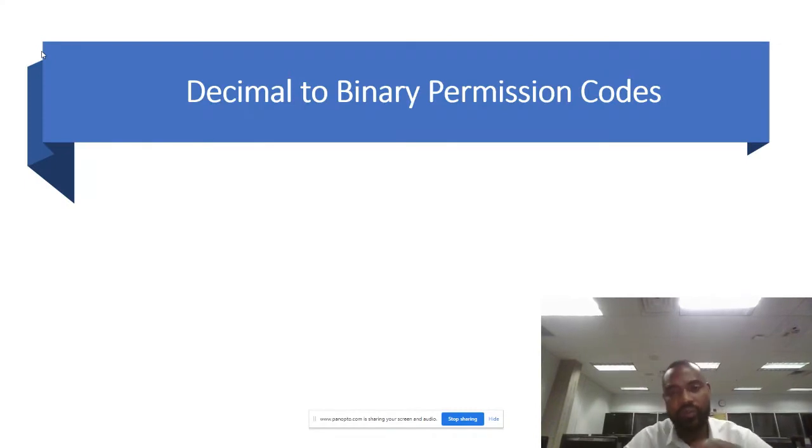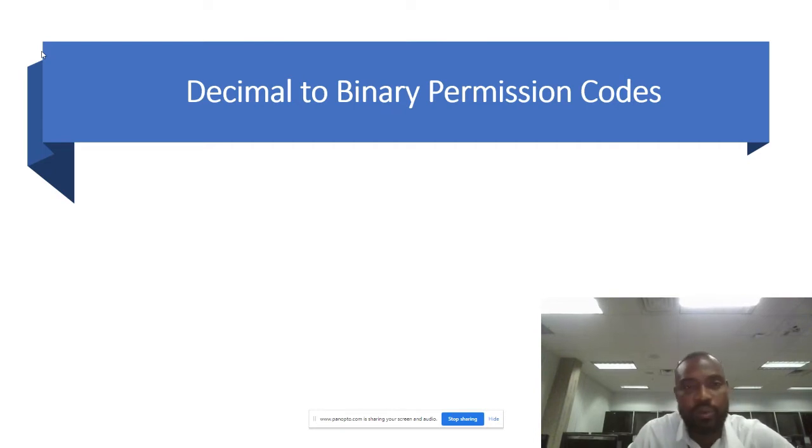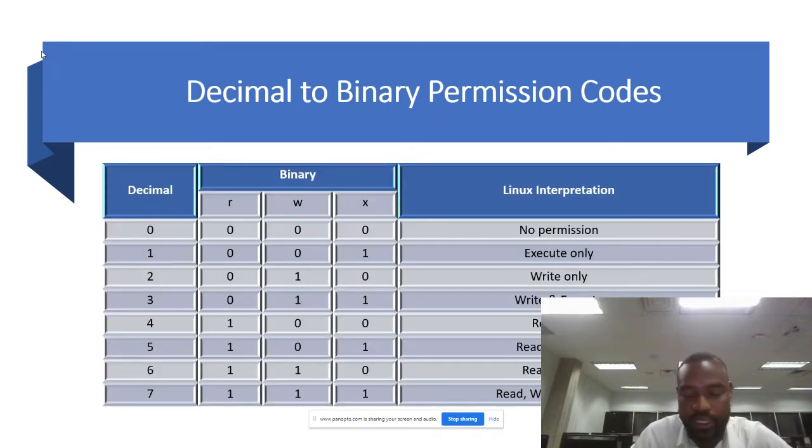Now, how do we know the permission number? How do we understand all that? Let's make a table that explains things from decimal all the way to binary and what it means in terms of Linux code. So here's a table. Look at the far left of the table, the column that says decimal. It's easy to make: 0, 1, 2, 3, 4, 5, 6, 7, because it's octal, so eight digits, 0 all the way to 7, in the first column.